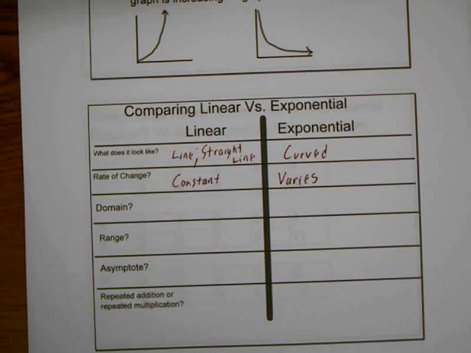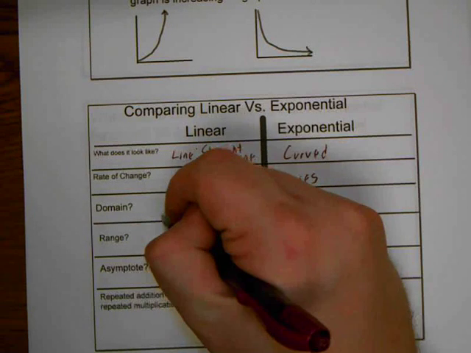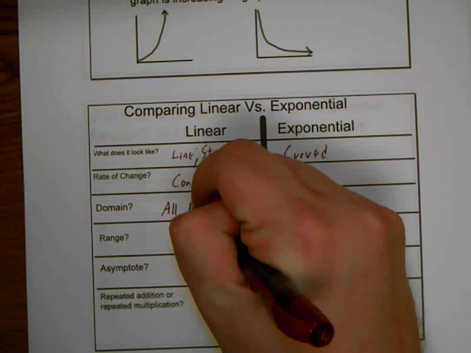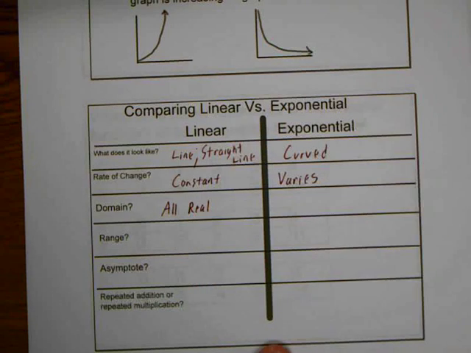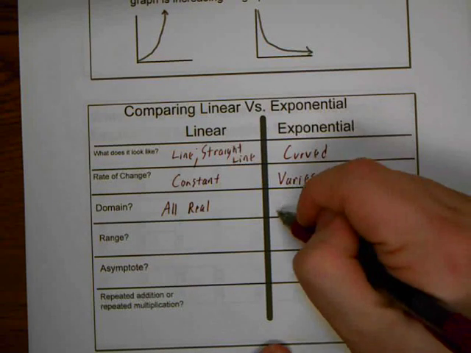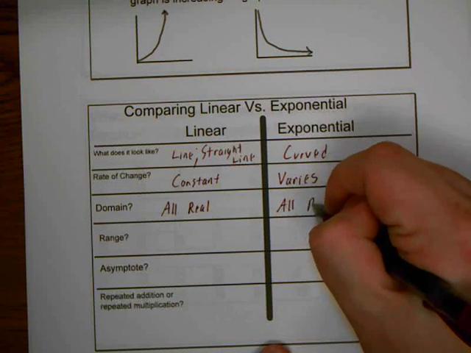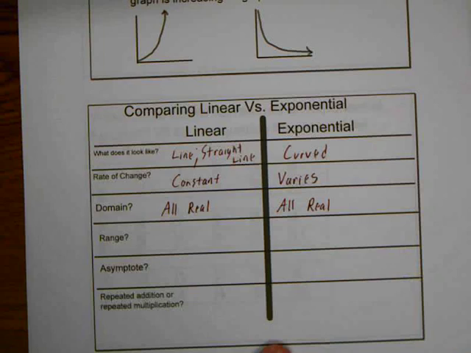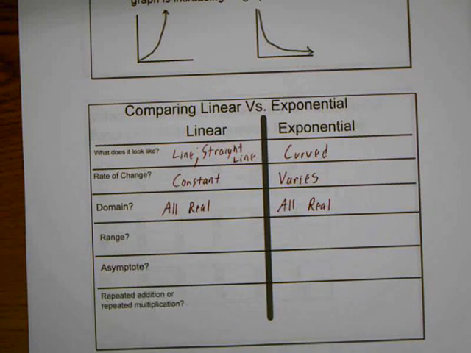Talking about domain, a reminder that the domain is the input values, the x values. Our domain for a linear function is always going to be all real. The same thing is going to be true for exponential. It will be all real as well. No matter what x value we plug in, it will give us some sort of output for our exponential function.